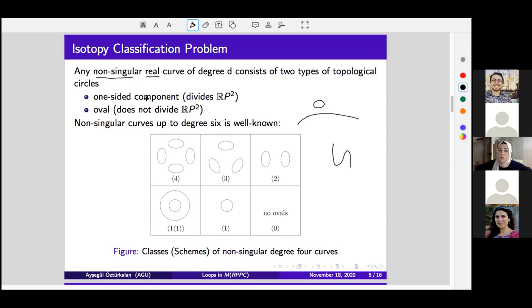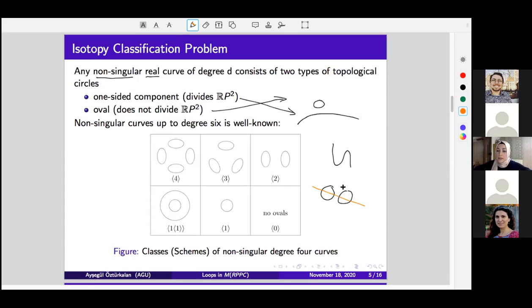Indeed, this is the one-sided component, and this is the oval part. We have one-sided components in odd degree curves. For example, these are the schemes for degree 4 curves. If you have something like that, this may be a degree 4 curve, because whenever you draw a line, it intersects at most 4 points.